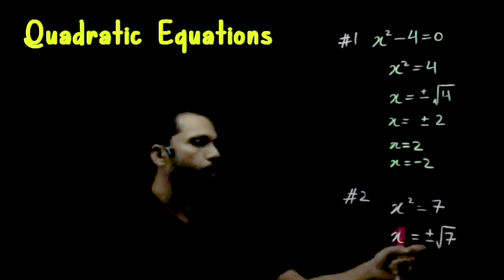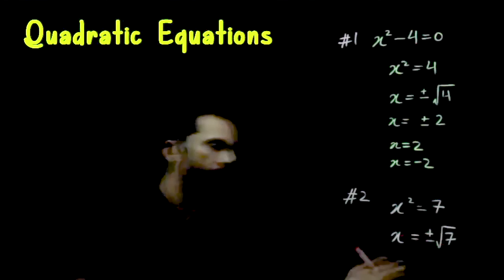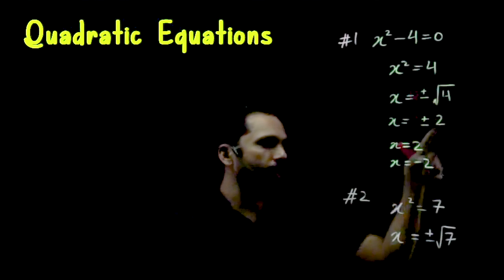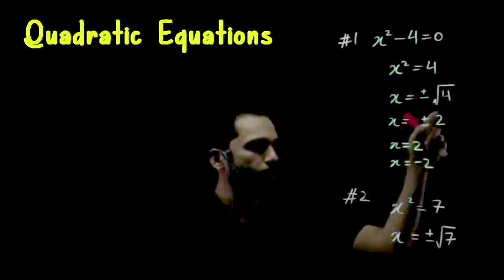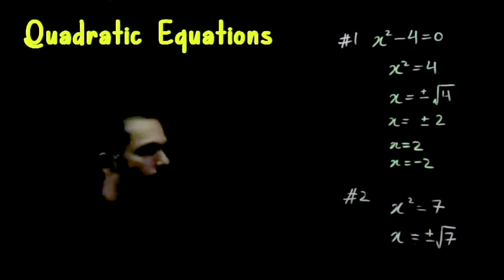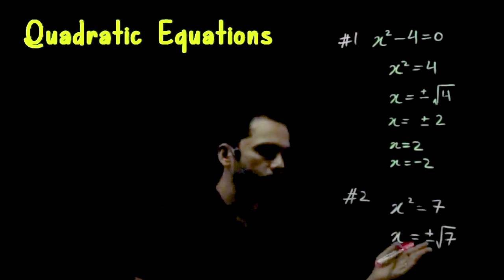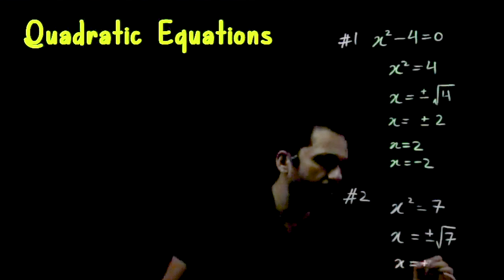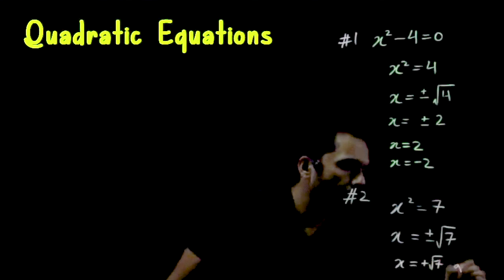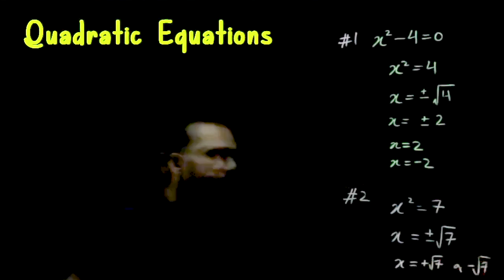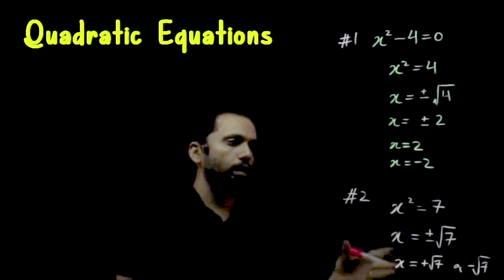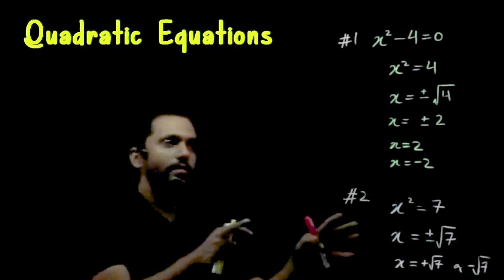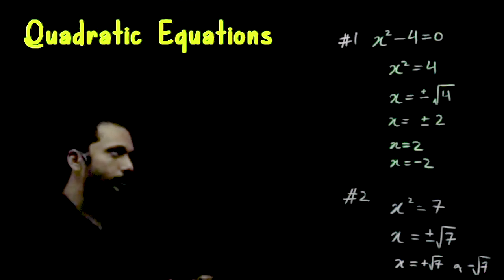This time I don't have a rational number for root 7. Root 7 is irrational, so I'll leave it like that. With root 4, the under root of 4 was 2. With root 7, we don't have a rational number. It is irrational. We leave it like that, and that's our solution. So the answer is x is either plus root 7 or minus root 7. So far so good. Are we solving quadratic equations? Yes, we are solving quadratic equations. So the bigger ones are as simple.